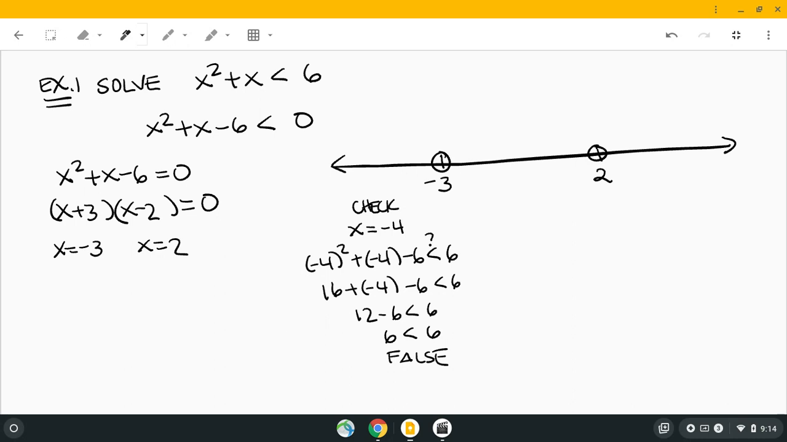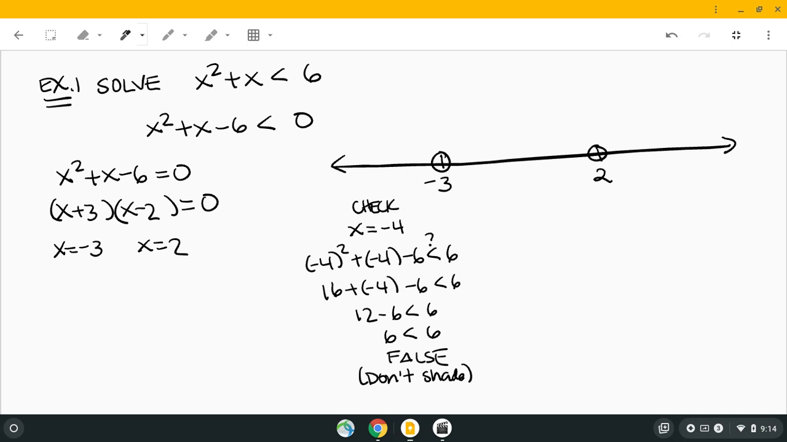So that is false. 6 is not smaller than 6. 6 is equal to 6. Okay. All right. So since it's false, don't shade. Okay. So false means don't shade. So we're not going to shade that area.